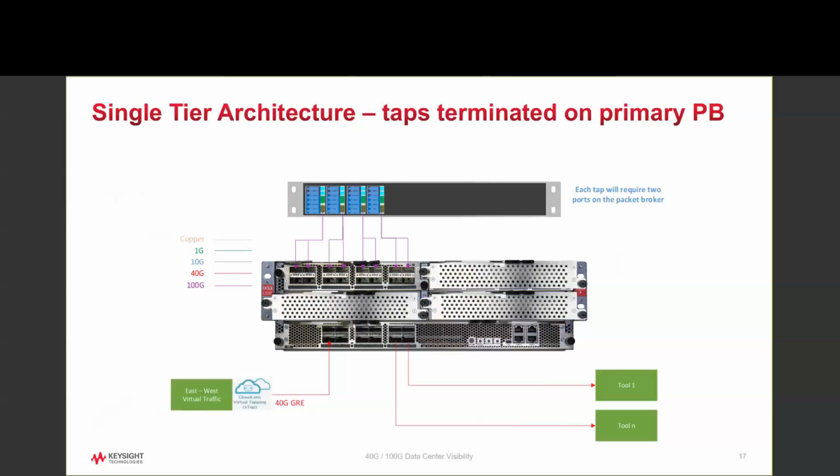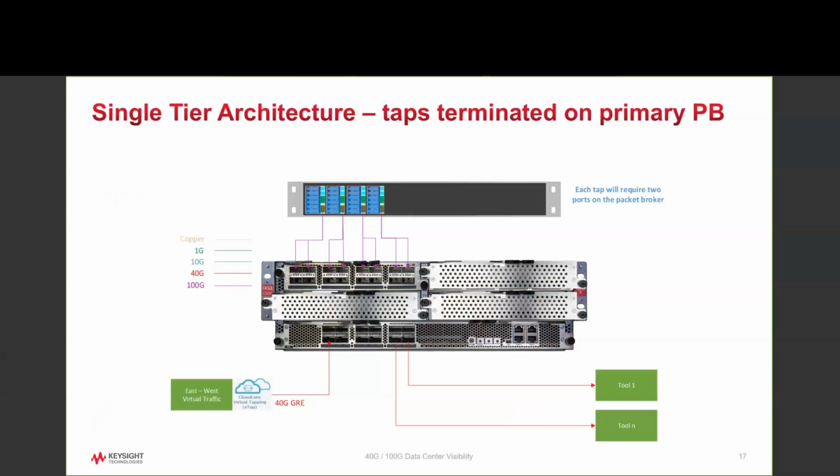Yeah, good point. So, perfect segue into a little bit of an architecture discussion. The simplest architecture involves employing a single core packet broker for our solution. And here, all observed data, whether it's taps, fans, tunnels, they're all terminated on the core packet broker. Remember that each tap will require 2 ports on the packet broker since we're capturing the full duplex conversation.